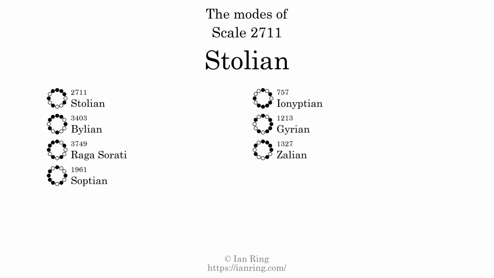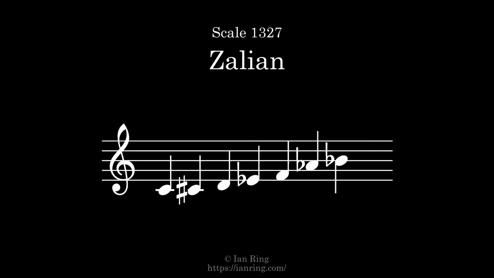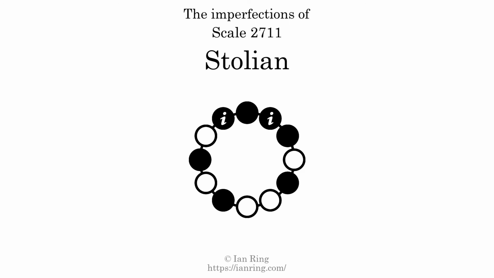The seventh and last mode is scale 1327, also known as Stolian. It sounds like this. Imperfections are tones that have no tone a perfect fifth interval above them. This scale has 2 imperfections. They are at positions here and here.